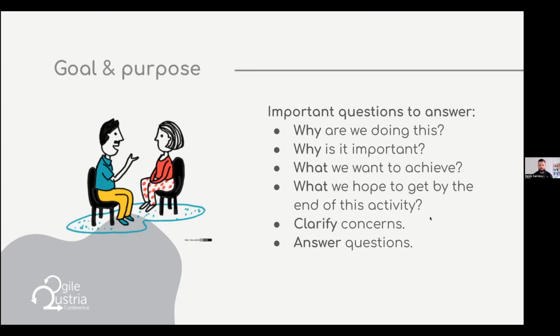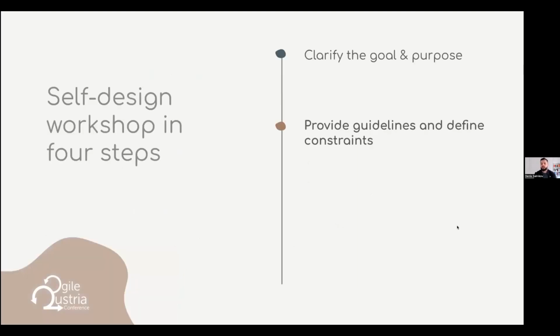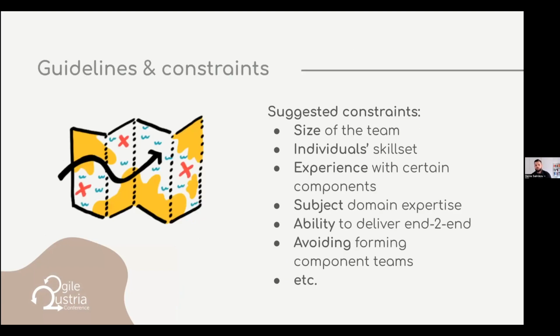So later in my slides, you will see the examples of how it's happening in real life. But what happens next is establishing some guidelines and constraints, which are both the parts of the facilitation activity and the part of the organizational design activity. What do we mean here by guidelines and constraints?